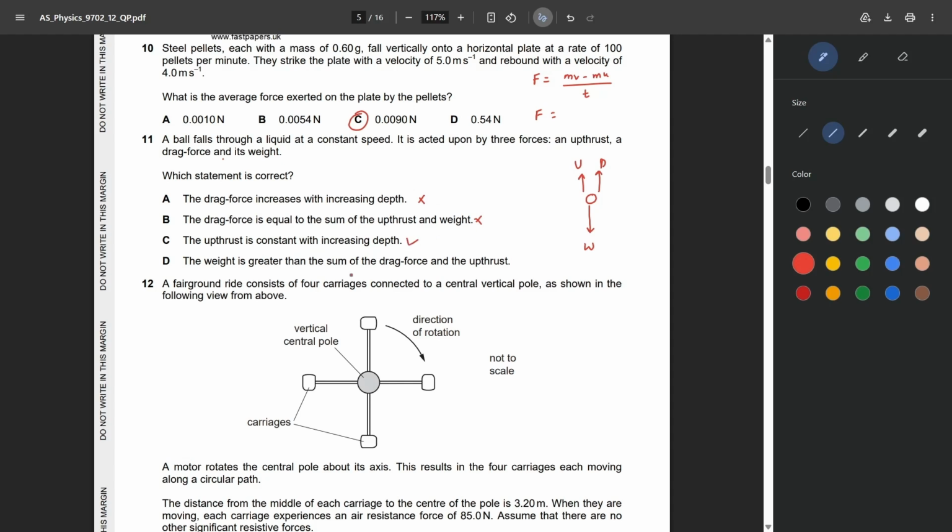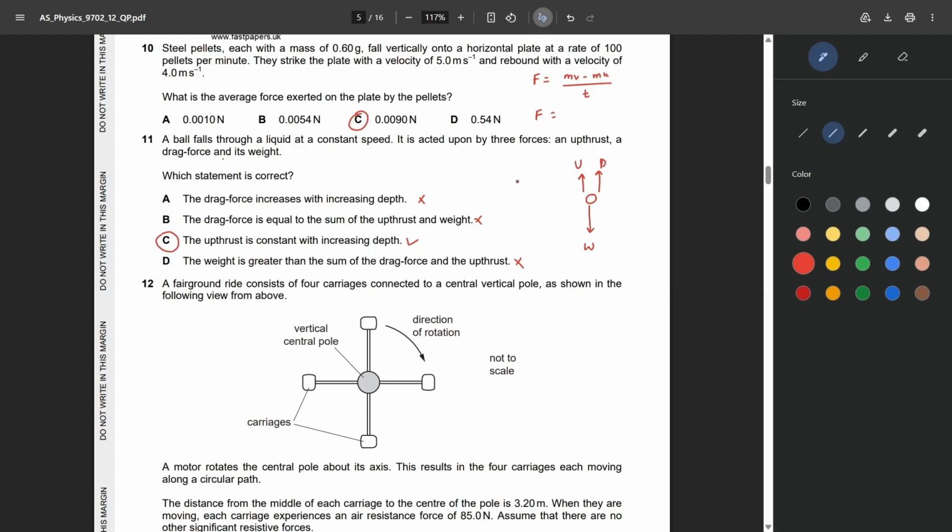Okay, this sort of makes sense. The weight is greater than the sum of the drag force and the upthrust. Nope, because the weight has to be equal to both of these, otherwise it would not be in equilibrium. Okay, that means C is our answer. Why? Because upthrust stays constant.